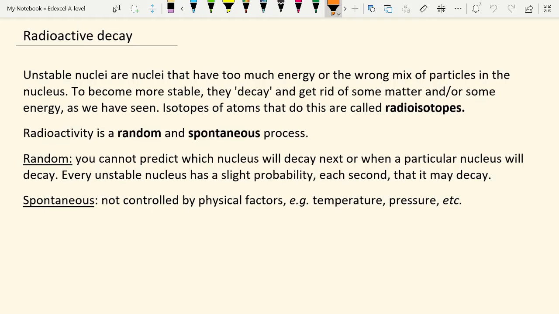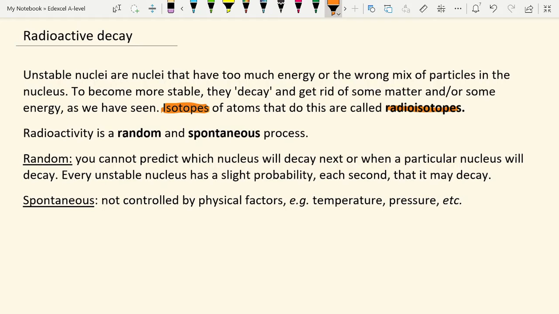But isotopes of atoms that do this, and we need to know what an isotope is. It's a form of an element with a different mass number but the same atomic number. That's what makes it the element. They're called radioisotopes, radioactive isotopes in other words. And two of the most important starting points are the idea of radioactive decay being both random and spontaneous.